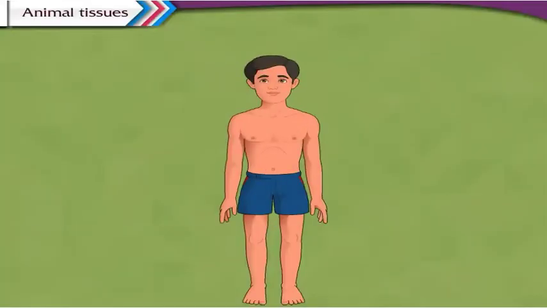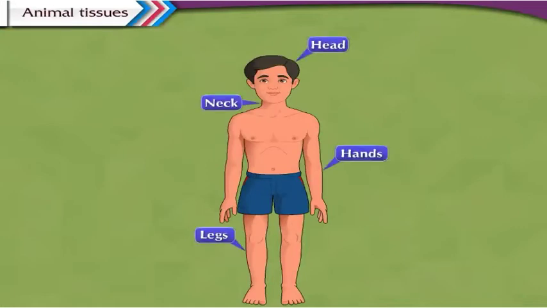Animal tissues. The human body is made up of different organs. Some organs are located on the outside of the body. They are called external organs. These organs can be easily seen.